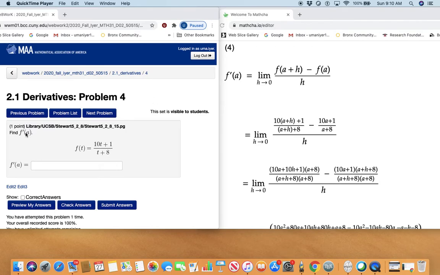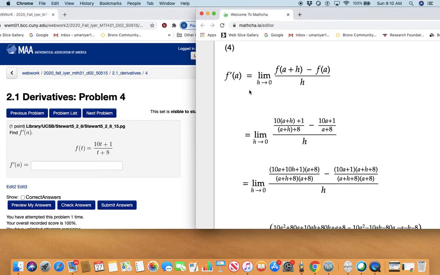Find f prime at a when f of t is this quotient, 10t plus 1 over t plus 8. This is a rather detailed question. So to find the derivative, we always employ the limit as h approaches 0 of f of a plus h minus f of a, the whole over h.